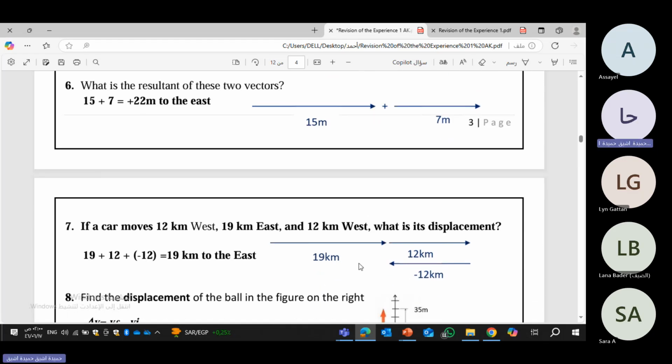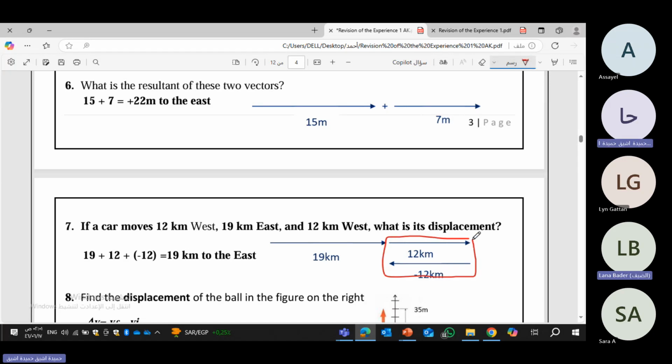Okay, what about this one? I have 19 kilometers to the east and then 12 kilometers to the east also, and then 12 kilometers to the west. So east and west, can they cancel each other? They are the same amount and opposite direction. Excellent. So they can cancel each other. So what's left? Only 19 kilometers. Is it to the east or to the west? East, the same. Okay.